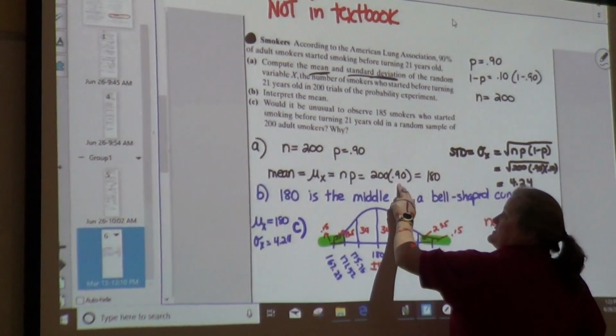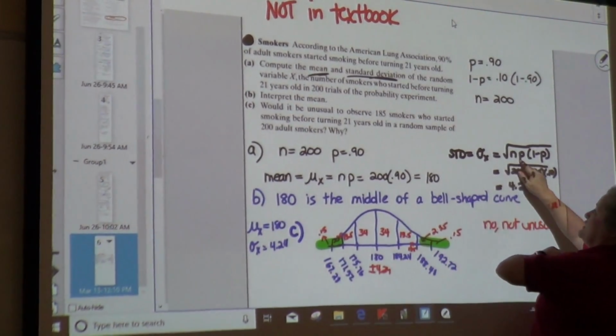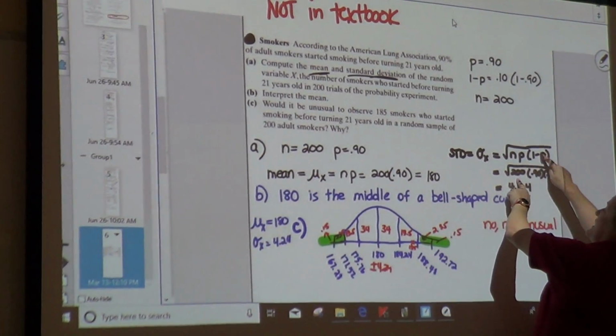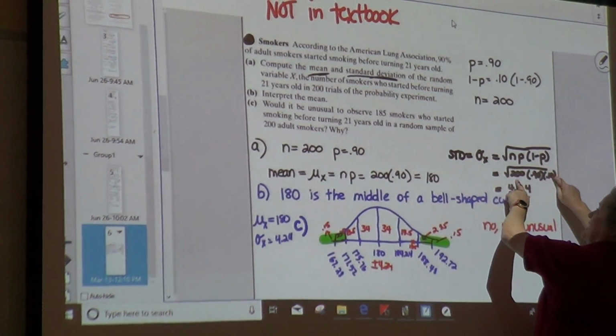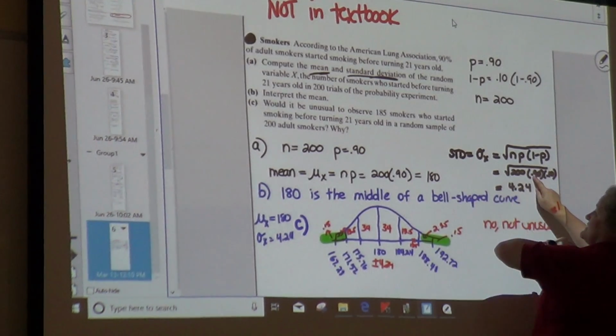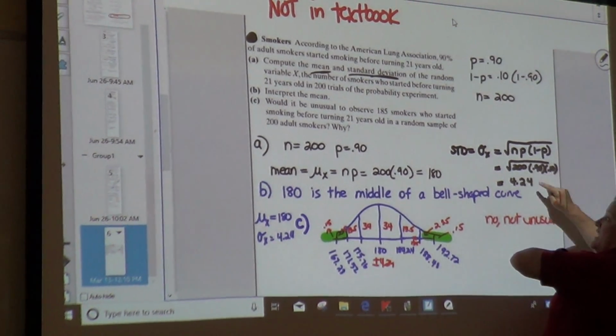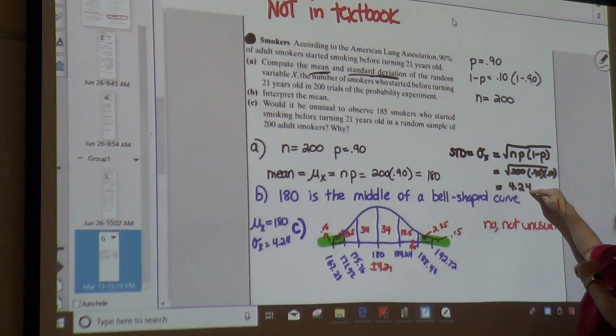200 people times the 90%. My standard deviation, N times P times 1 minus P. So 200 times the 0.90. Instead of doing 1 minus the 0.90, we just said that if our success is 0.90, then our failures is 0.10. When you type that in, that gives me a standard deviation of 4.24.